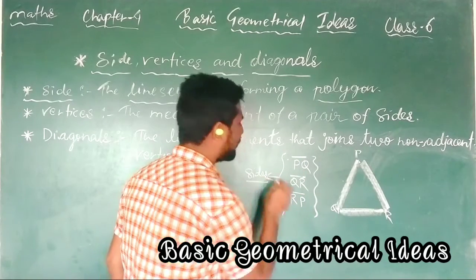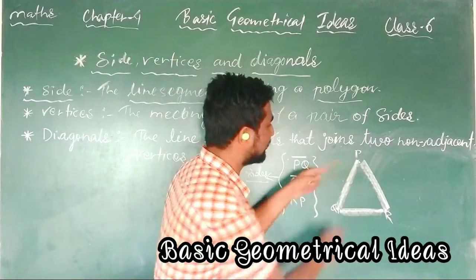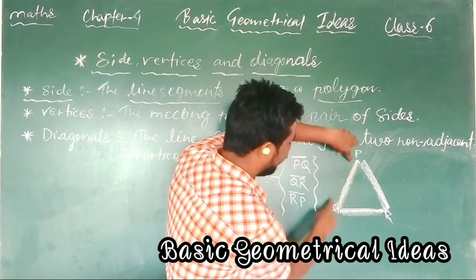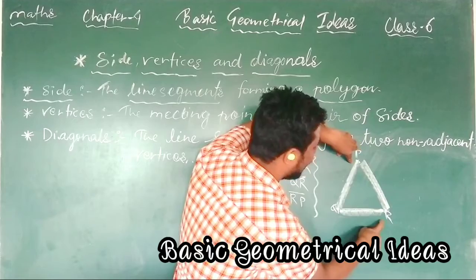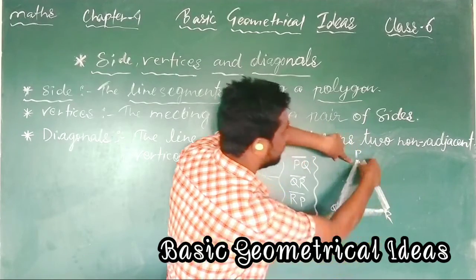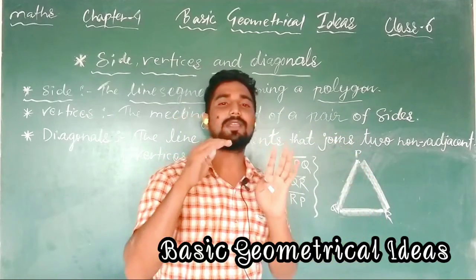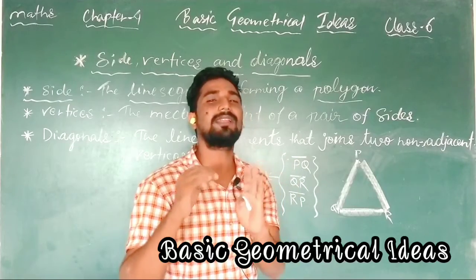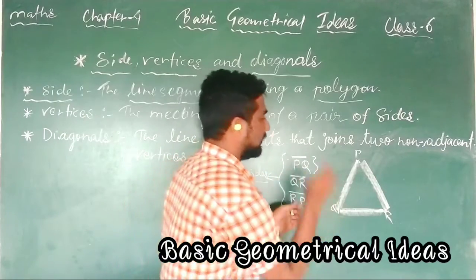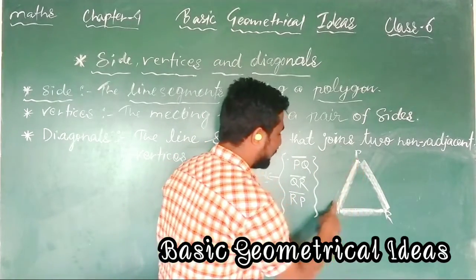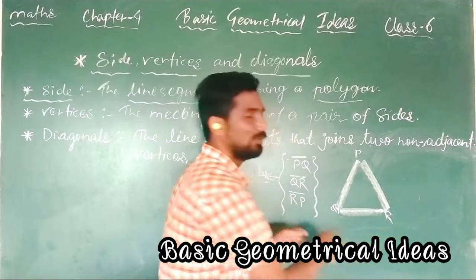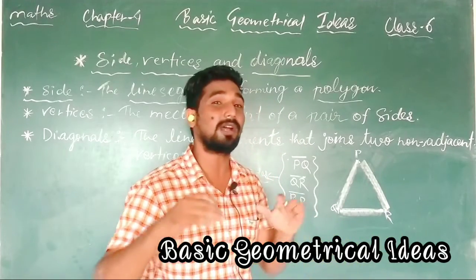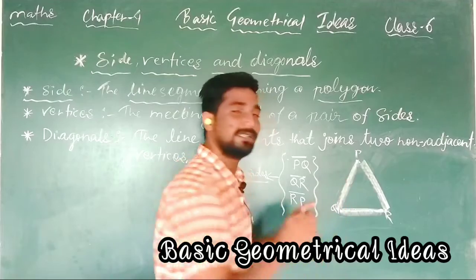One thing is important here. If you start from P, then you write PQ, then QR as the second side's name, and RP as the third side's name. It should be in order, because order is important. It is not that you write the first side PQ, then another side PR, then RQ. That is okay, but it's not 100% okay. So please write in a systematic manner.